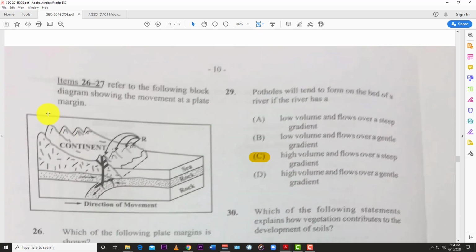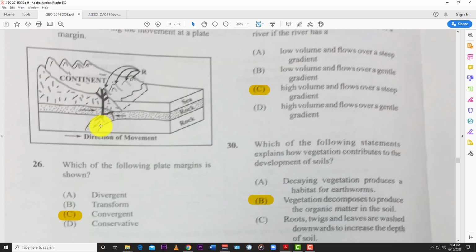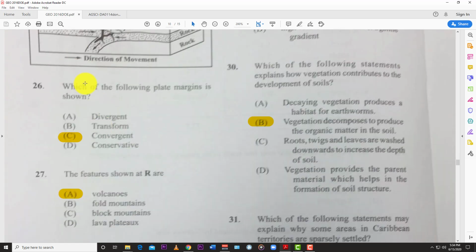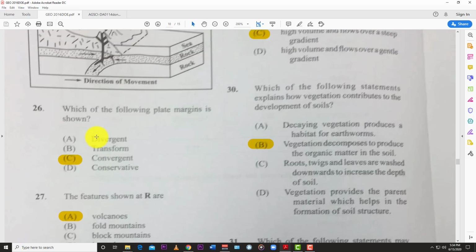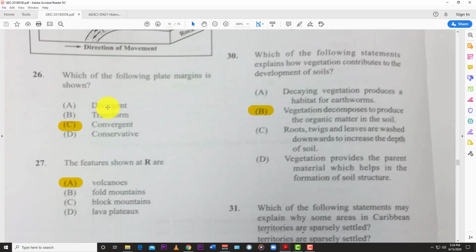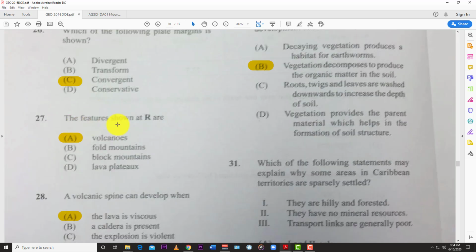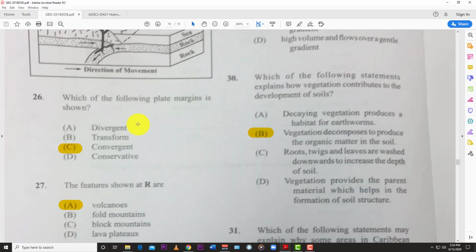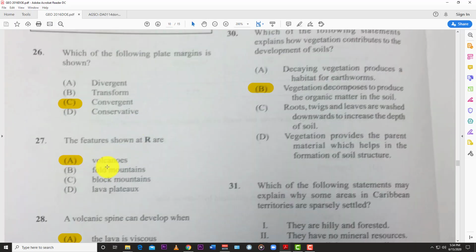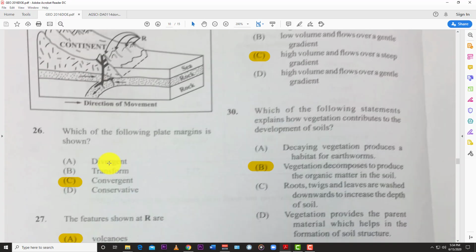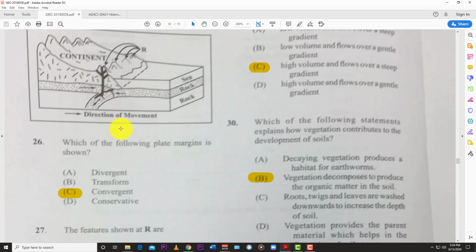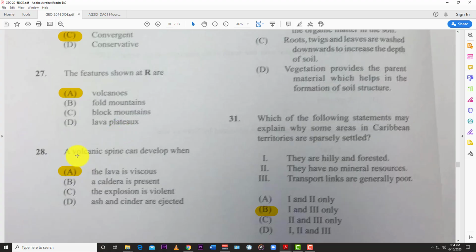All right, 26, 27 refers to the following block diagram showing the movement at a plate margin. The question at 26 is, which of the following plate margins is shown? And the answer here is C, convergent. And then 27, the feature shown at R, so you have R here, is of course A, volcanoes. You see the vein and vent and everything there. 28, a volcanic spine can develop when, and the answer is A, the lava is viscous.